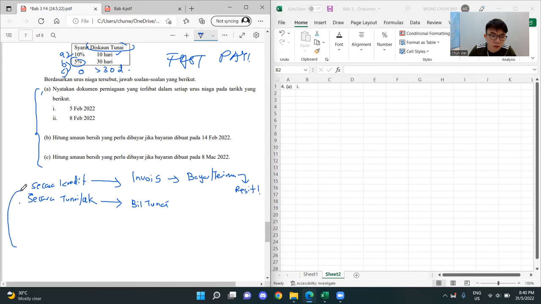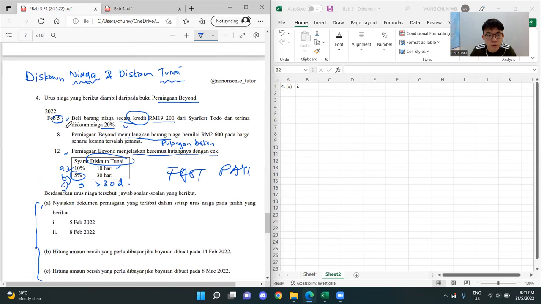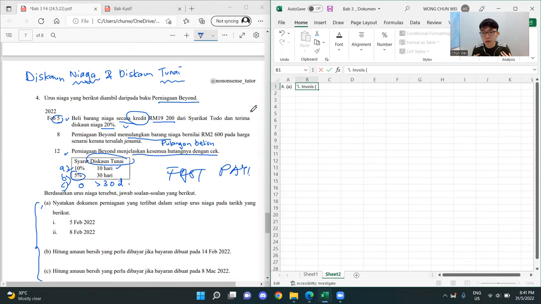So the beli atau jual barang niaga is either secured credit or secured tunai. If secured credit, we will give an invoice. So this is what happens. For this one, this is an invoice that kita yang bagi. To be more specific, for us, the seller, we will receive the salinan, the copy, and the buyer will receive the asal.